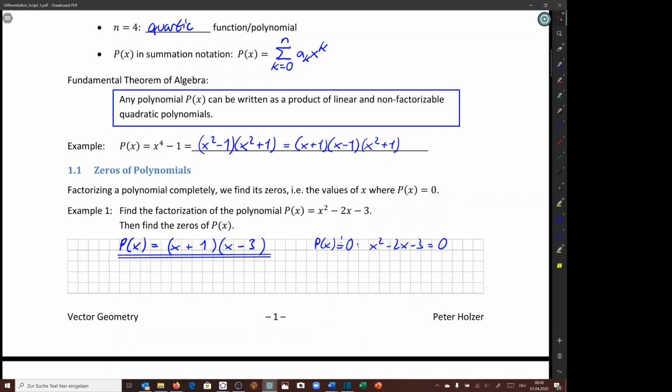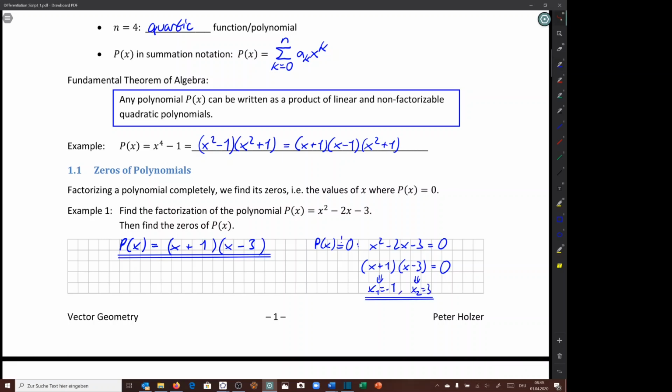To find the zeros of the polynomial, we have to set p of x equal to 0, so we get x squared minus 2x minus 3 equals 0. Now using the factorization, we get the equation x plus 1 times x minus 3 equals 0, and this yields us x1 equals minus 1 and x2 equals 3.